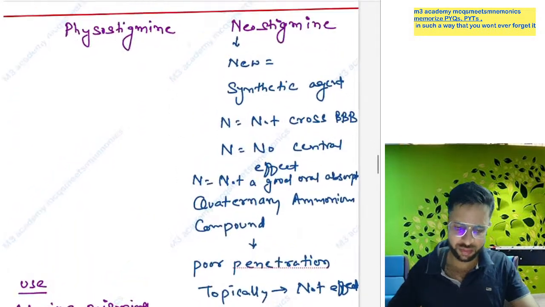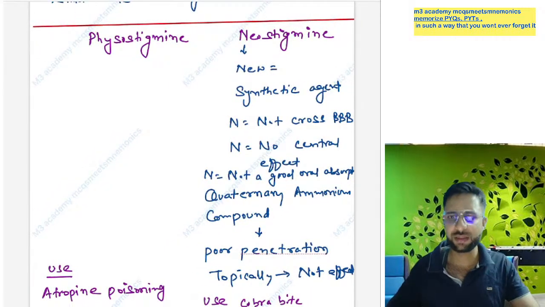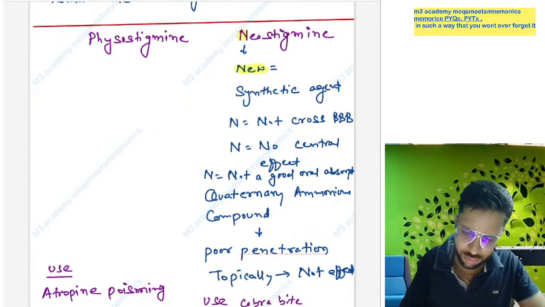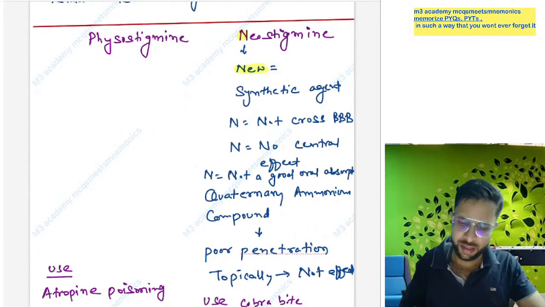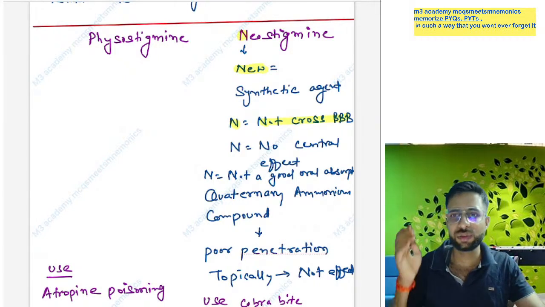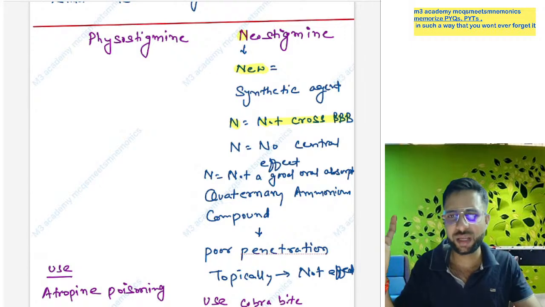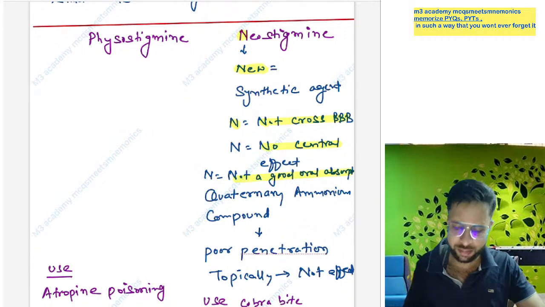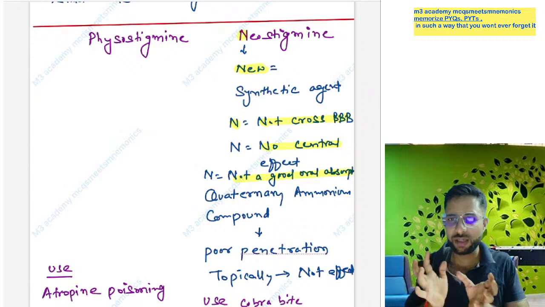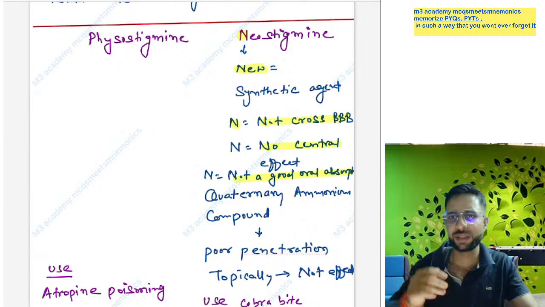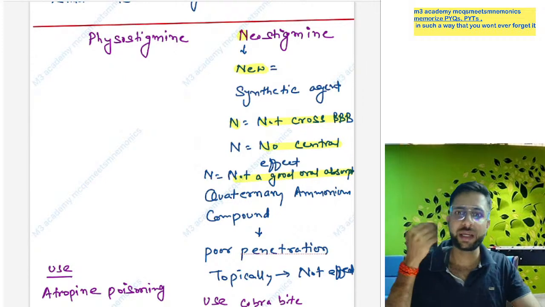Now the difference between physostigmine and neostigmine. So neostigmine, you can remember N for neostigmine, and N for new drug. New drug means this is a synthetic drug, and this is a quaternary ammonium compound. So N for not crossing the blood-brain barrier. So this drug does not have any central effect, and not a good oral absorption, and this is a quaternary ammonium compound. Any quaternary ammonium compound is a big compound, so it has a big size, so poor penetration means it cannot cross the blood-brain barrier, it cannot be absorbed orally.